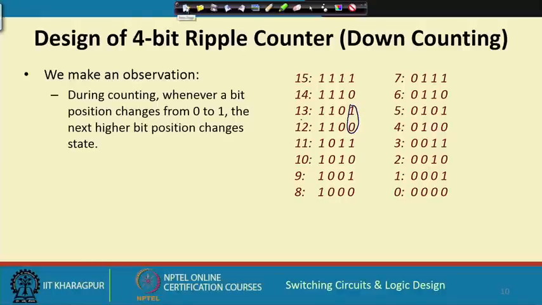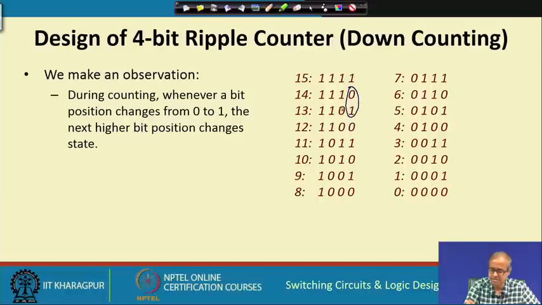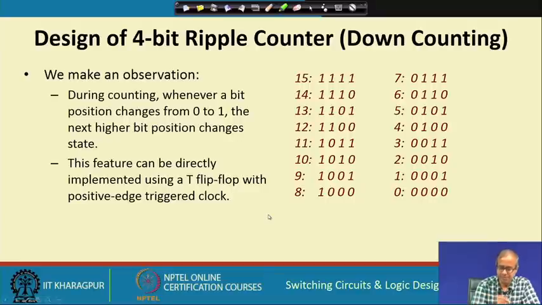Whenever there is a 0 to 1 transition, the next bit is changing. Let us say here also a 0 to 1 transition, the next bit is changing. And here also, a 0 to 1 transition, the next bit is changing; it was 1, it has become 0. So just the polarity is reversed, otherwise there is no basic change. To implement this, you can use a T flip flop. Earlier we used a negative edge triggered clock, but here you require a positive edge triggered clock. Whenever there is a change from 0 to 1, the flip flop should toggle, and this is the requirement.